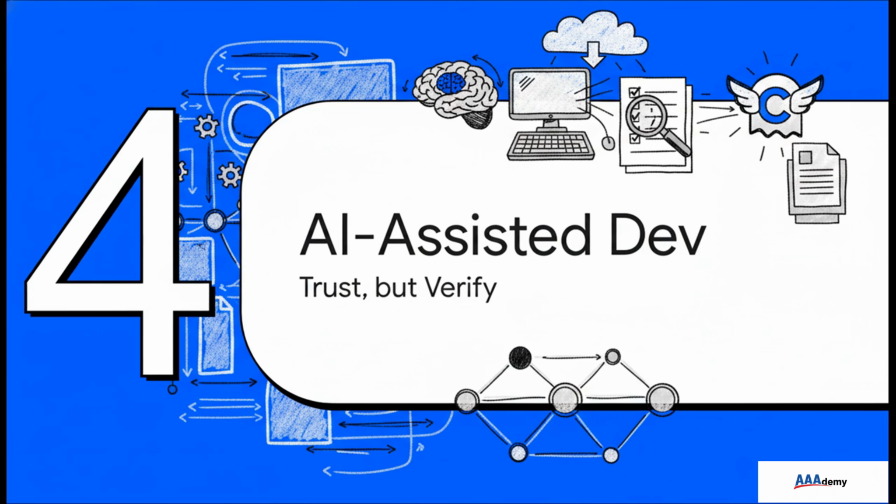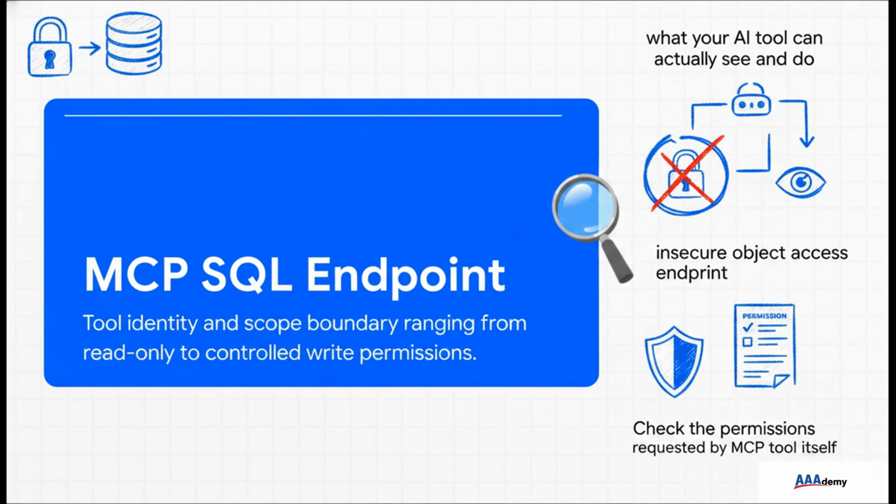Next up is Section 4, Navigating AI-Assisted Development. Trust but verify. This is the exam's most modern challenge. Let's look at how tools like GitHub Copilot introduce totally new layers of required evidence. Understanding an MCP SQL endpoint is vital. It's a model context protocol tool identity and scope boundary that ranges from read-only to controlled write permissions, and it's heavily reliant on endpoint registration. Basically, it defines what your AI tool can actually see and do.